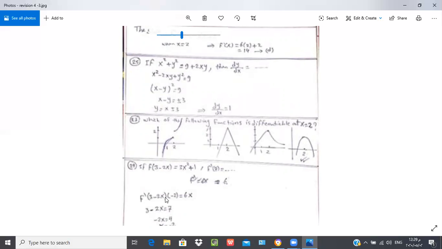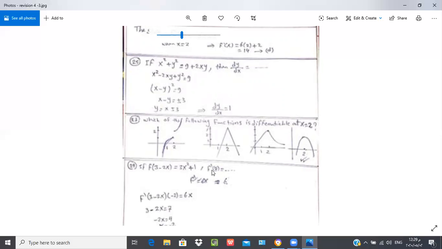Here, we'll find f dash of 3 minus 2x. You remember before I said, if I have a bracket, I must find the derivative inside the bracket. So if I want to find f dash of 3 minus 2x, it must be multiplied by the derivative of the function inside the bracket. So the derivative inside will be negative 2. So f dash of 3 minus 2x multiply negative 2 equals the derivative of this part, which is 6x. Okay?